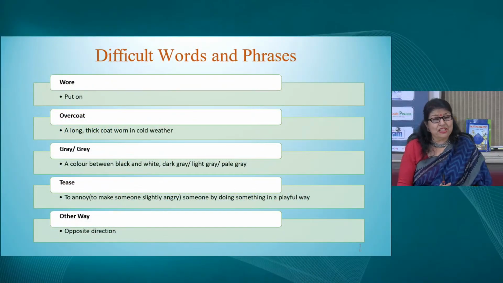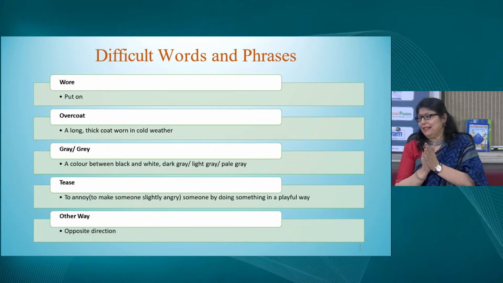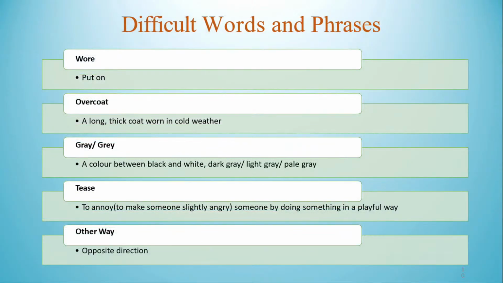Right. Then there is grey, and it is spelled as G-R-A-Y as well as G-R-E-Y. Both are correct. Grey is a color between black and white, between dark grey and light grey or pale grey, isn't it? Then the next word is tease. Tease means to irritate, to annoy someone. Like we say, do not tease the animals, do not tease the dog, never tease other students, your class fellows, isn't it?